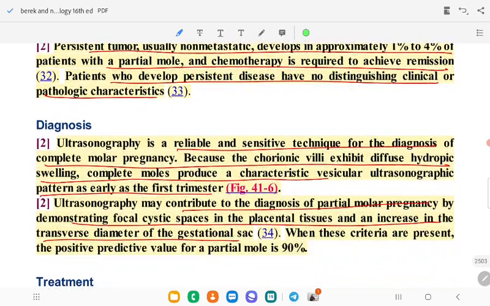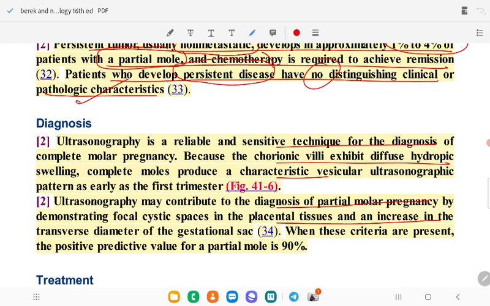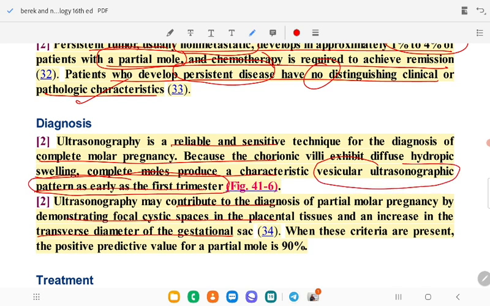How will we diagnose partial and complete mole? Ultrasound is a reliable and sensitive technique for the diagnosis of complete molar pregnancy because the chorionic villi will exhibit diffuse hydropic swelling. Complete mole produces a characteristic vesicular ultrasonographic pattern as early as the first trimester. Ultrasonography may contribute to the diagnosis of partial molar pregnancy by demonstrating focal cystic spaces in the placental tissue and an increase in the transverse diameter of the gestational sac. With these criteria, positive predictability is 90%.